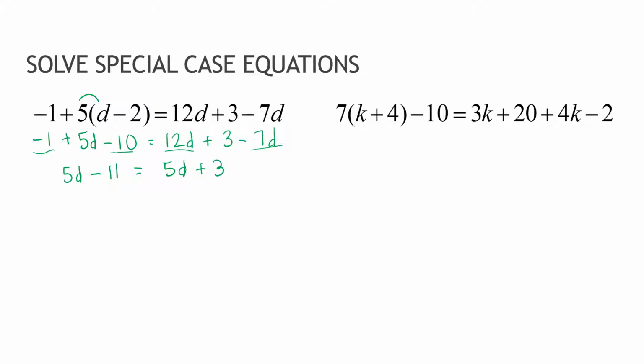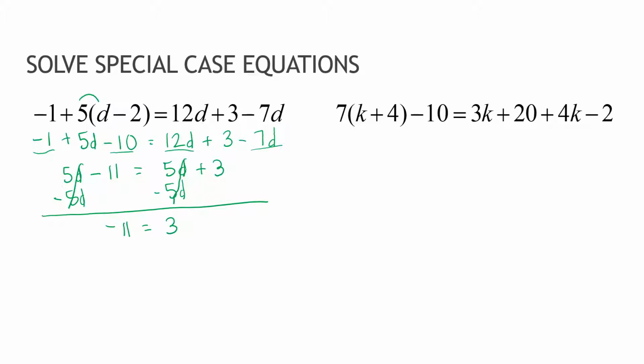Now you might notice that we have a 5d on each side, but let's go ahead and follow the instructions we did on the last video, which is to get the d's to one side first, all of the variables. So I'm going to subtract 5d, and when I do that, notice something different happens. I just get -11 on the left side, and on the right side I get 3.